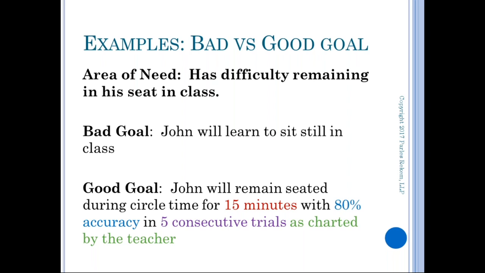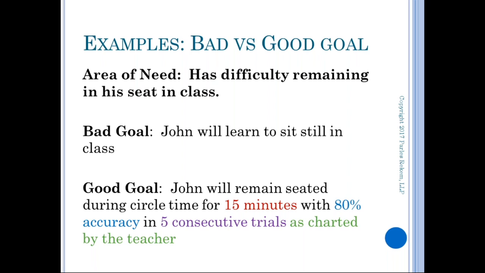Second goal here, a student having difficulty remaining in his seat in class. So the bad goal is John will learn to sit still in class. You're getting this. This doesn't really tell us anything. So he's got to learn how to do it, but how does he do it? Where, when, how, and how are we going to measure this?